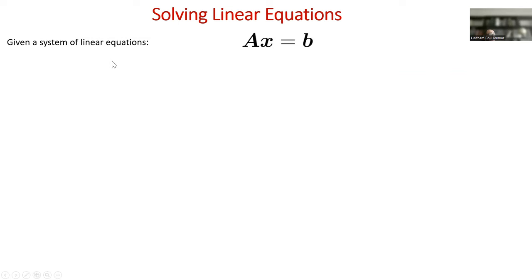Okay, so given a system of linear equations AX equals B, how would you solve that? Now, please notice, please be careful here. Many people made this mistake the first time we discussed this.